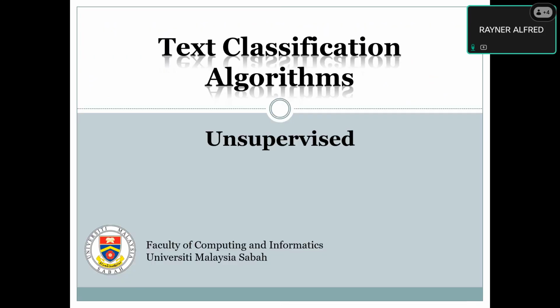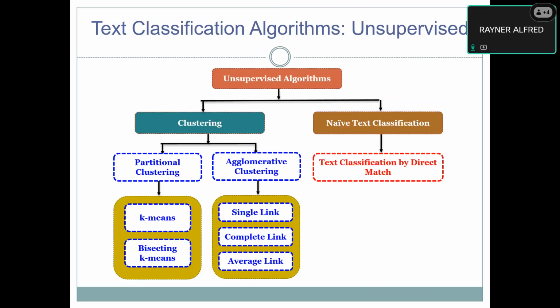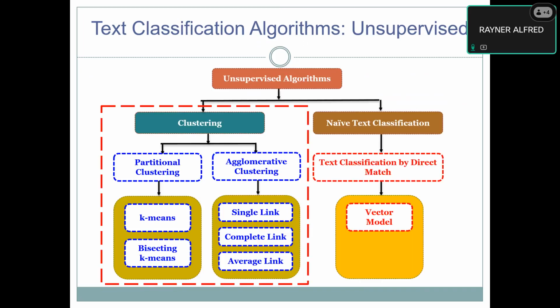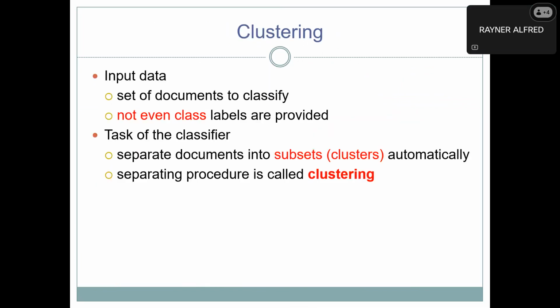So for this unsupervised task, we do not need the label, right? Our task is to cluster them. So how do we do the clustering? We will look into this part first, the clustering. First, we look at the partitional clustering. For the clustering, the input that we need will be the set of documents, and we do not have any label. So the task of the model is to separate the documents into subsets or clusters automatically. This is what we call the clustering task.